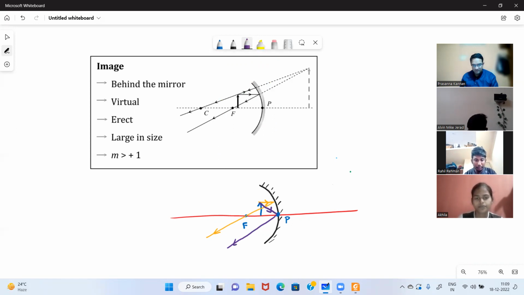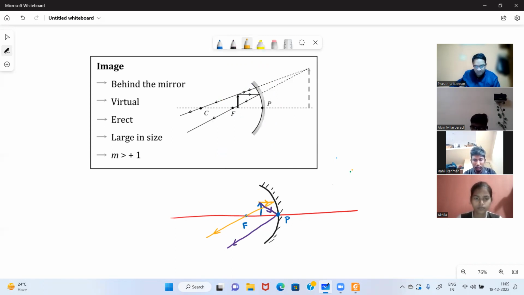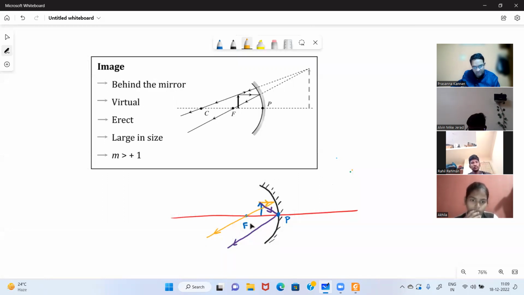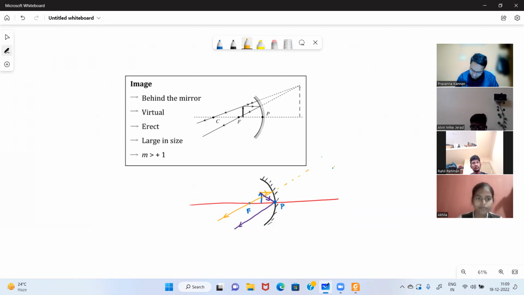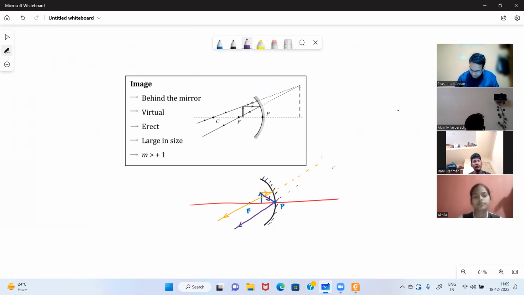Another possibility is with this also you can draw. Definitely these two rays, will they meet, ma? This violet ray and this yellow ray, will they ever meet? No, sir. They won't meet, right? But they both appear to come from some point. If I just extend this line, they both appear to come from a common point. So this point will become the image. Understood, guys? Yes, sir.